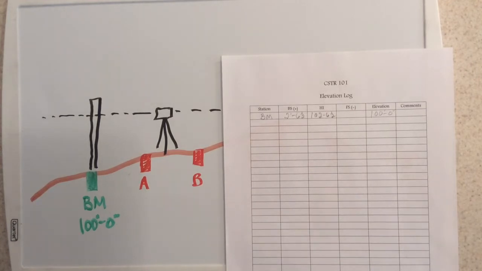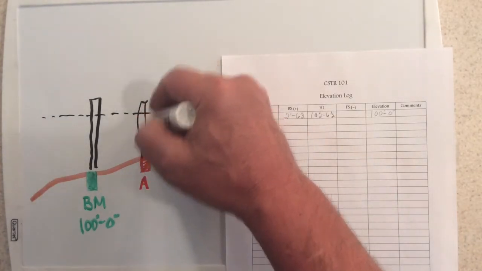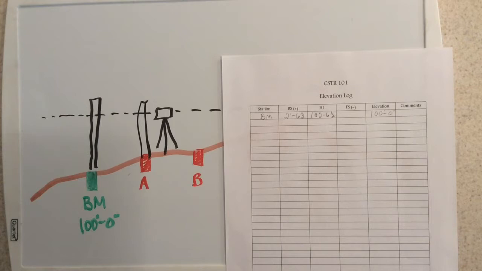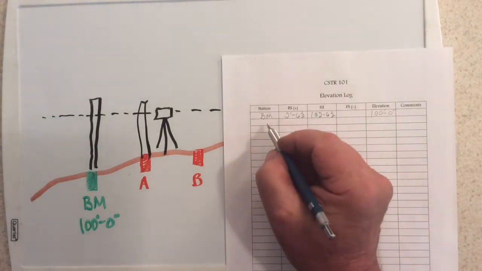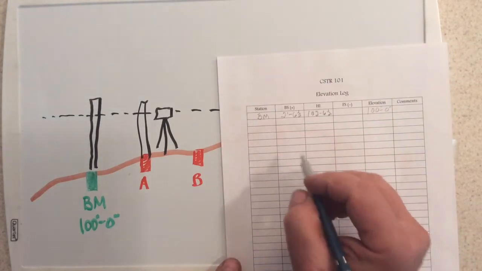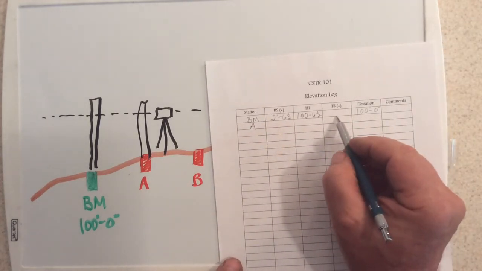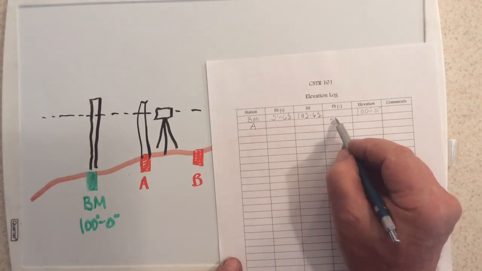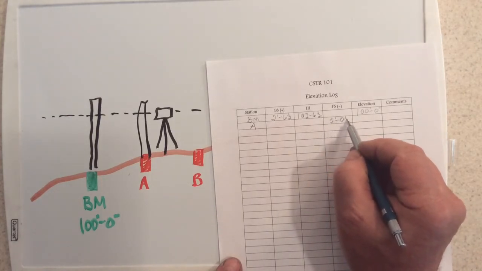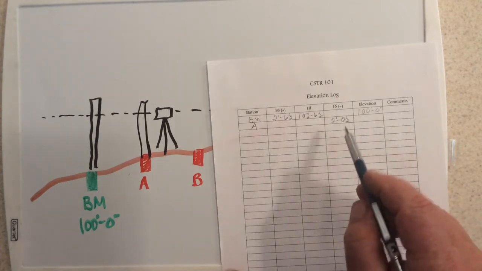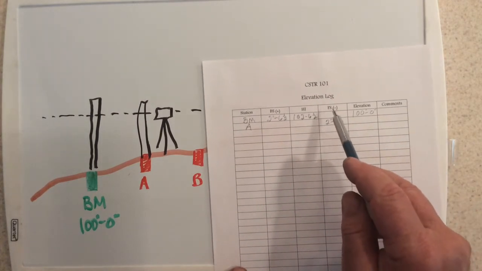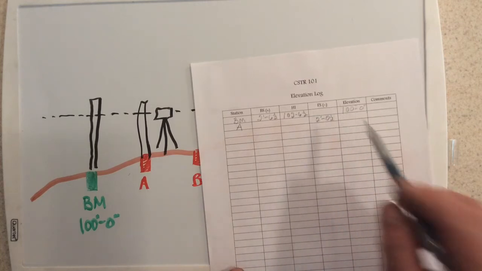Now we're going to use our same instrument, and we're going to shoot our elevation at A. So we move our rod and we're going to set it up at A, and we take a shot at A, and A reads 2 foot 1/2 inch. So here at A, it is now a front shot, and we see 2 foot 1/2 inch.